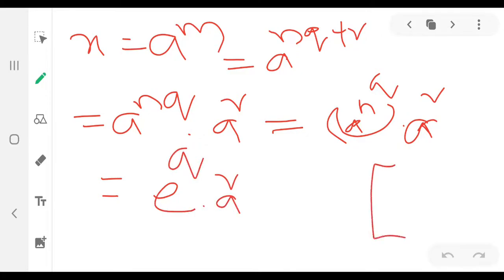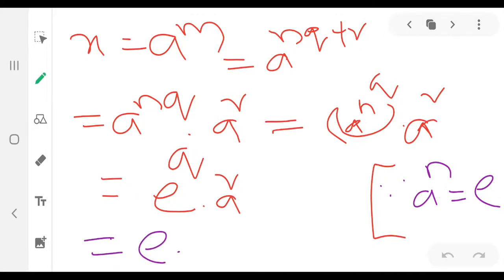Since a raised to n is equal to e, ഈ e raised to q ആരാ? e. That's e into a raised to r, which implies a raised to r, where 0 less than r less than n.